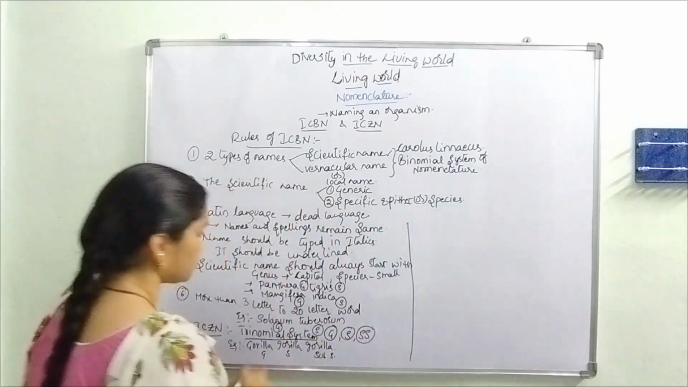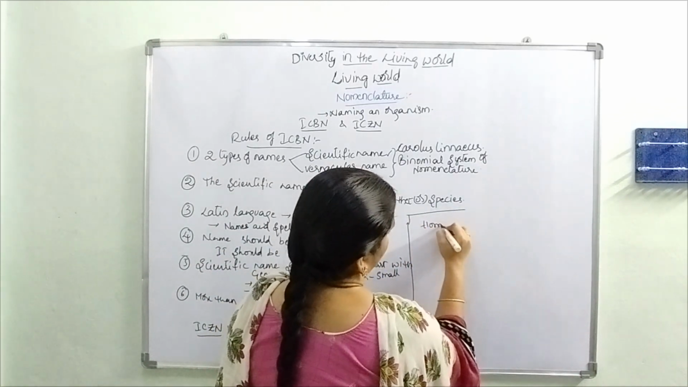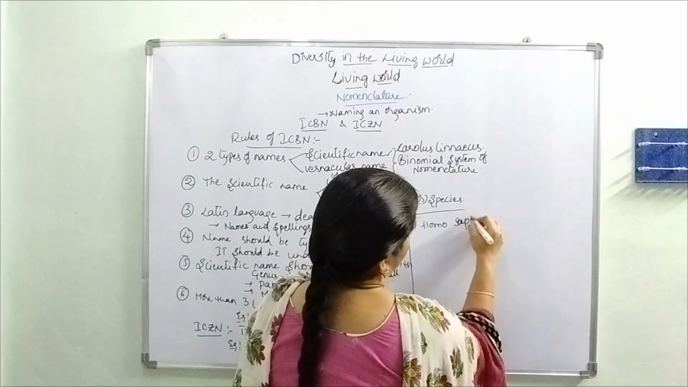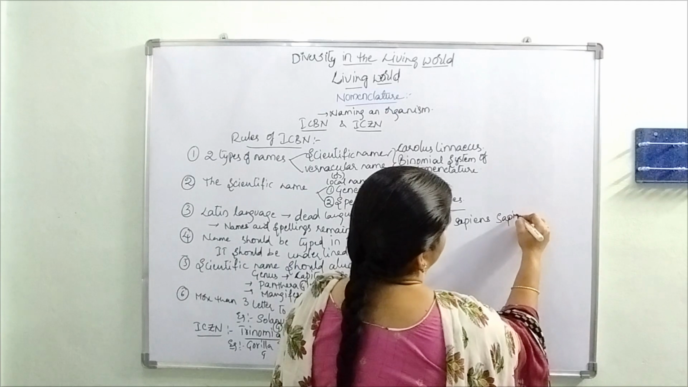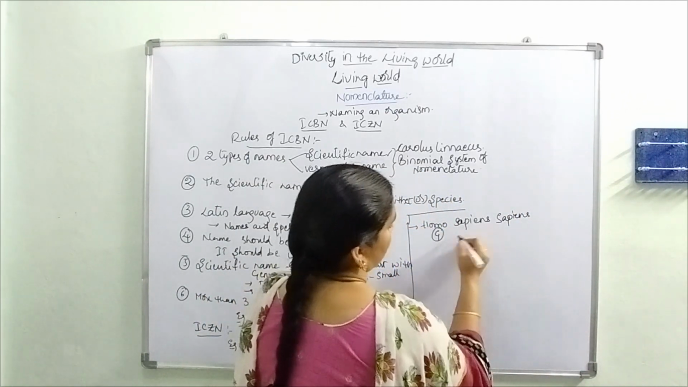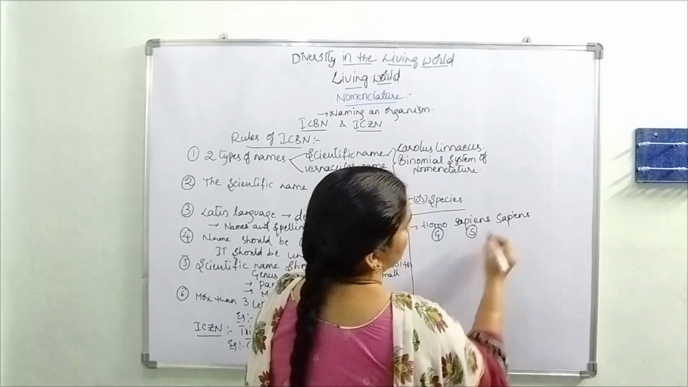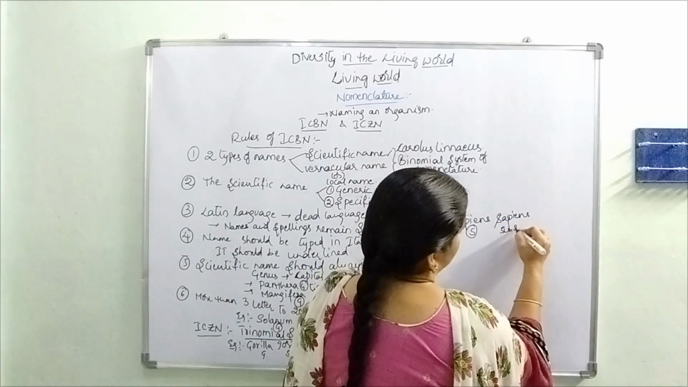Next, another example, Homo sapiens sapiens. Here, Homo is the genus, sapiens is the species and sapiens is the subspecies.